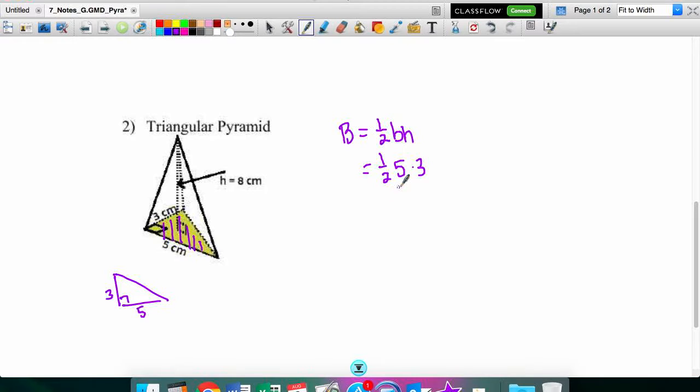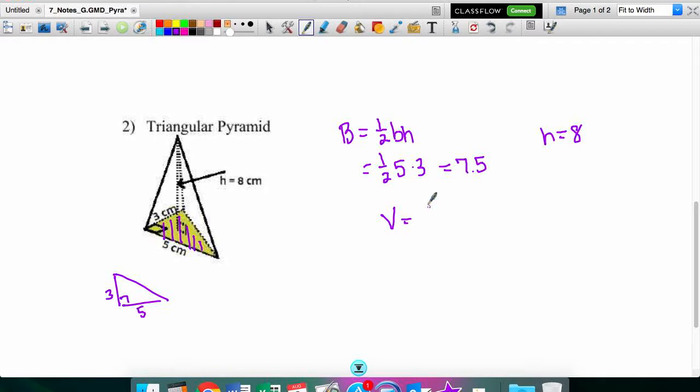So 1/2 of 5 times 3, let's see, 5 times 3 is 15. Half of that would be 7.5. So that's my base area. And my height of my pyramid is 8. It's given to us in the picture, as you can see, the length from the apex to the triangle at the bottom.